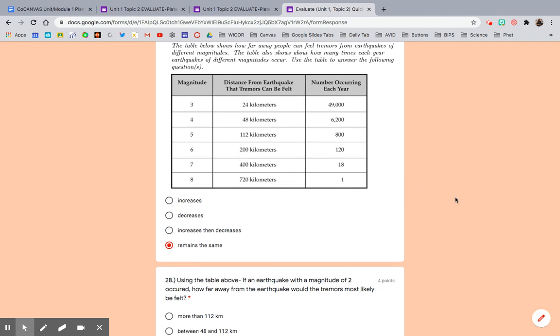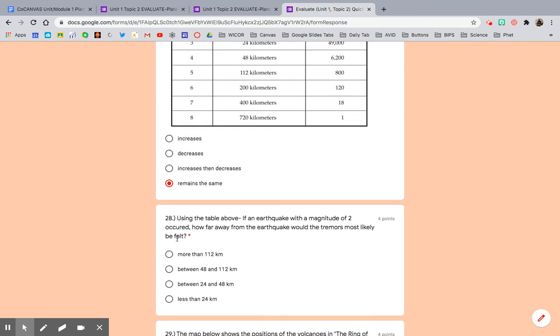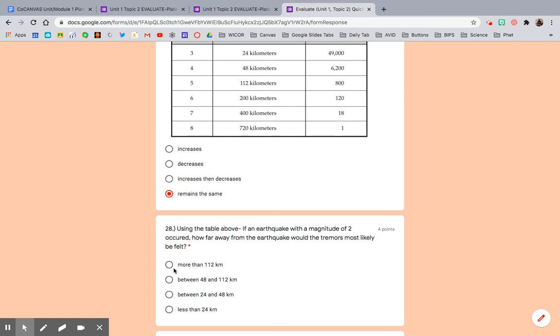So magnitude of 2, how far away would the earthquake be felt? Would it be felt more than 112, between 48 and 112, between 24 and 48, or less than 24 kilometers? And notice how 2's not on here, y'all, so you need to kind of extrapolate based off of what you have.